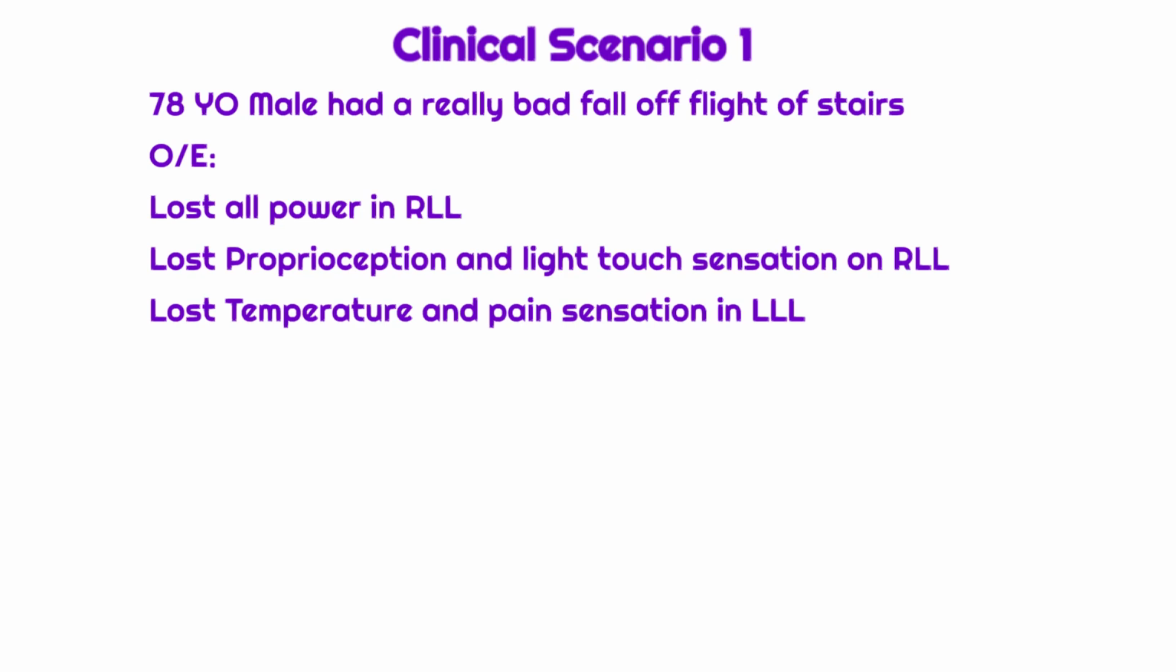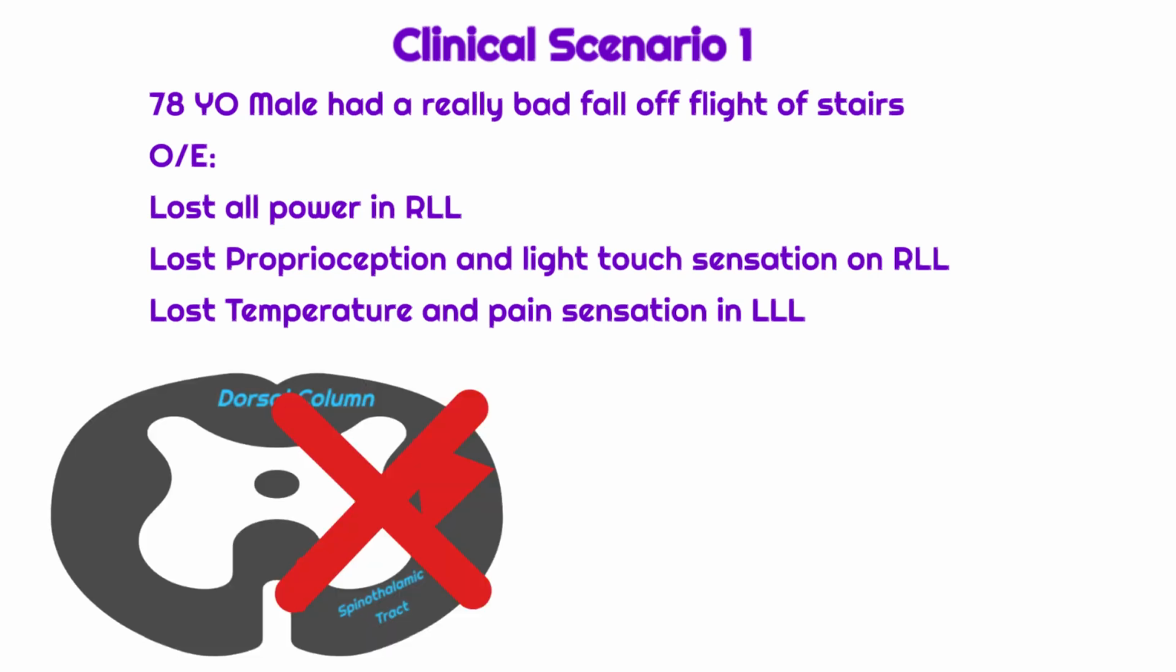Now lastly, there's lost temperature and pain sensation in the left lower limb. So this is on the other side. Now this tells us that there is a lesion in the right spinothalamic tract. I hope this is coming together now.